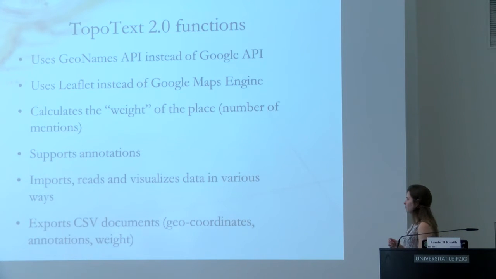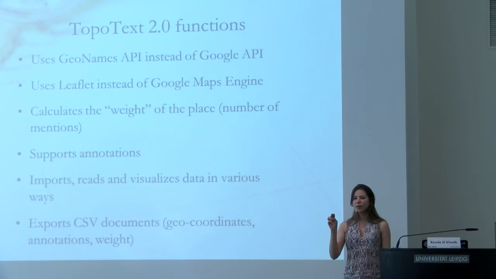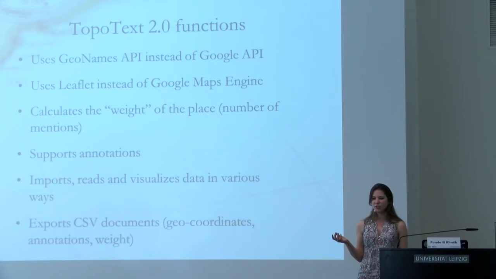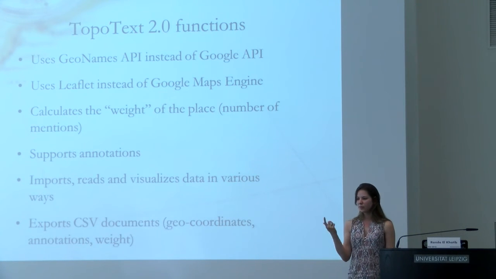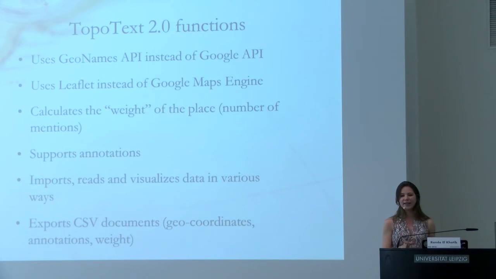Another thing Topo does, which is really interesting, is that it calculates the weight. The weight is the number of times a place was mentioned in a text. For example, if you have a text and Leipzig was mentioned 300 times and London was mentioned once, you'd previously see all of the places mentioned equally. But that is not really fair. It does not reflect what my text is talking about. So the tool automatically calculates this number and shows it.